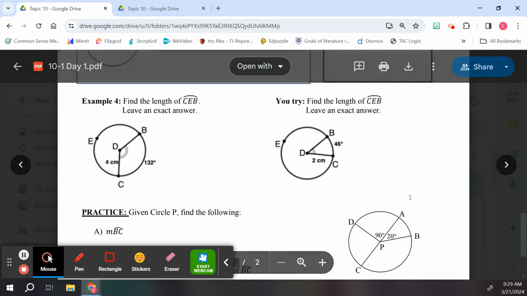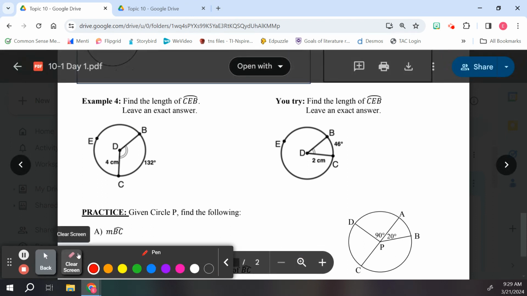So let's take a look at example 4. Looking like this, I have this radius, I have this arc. They want us to find the length of C to E to B. So the first thing I'm going to do is find that degree measure. I'm going to take 360 minus 132, which gives me a total of 228 degrees.